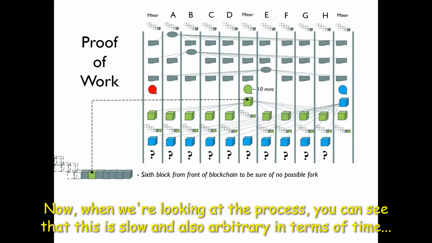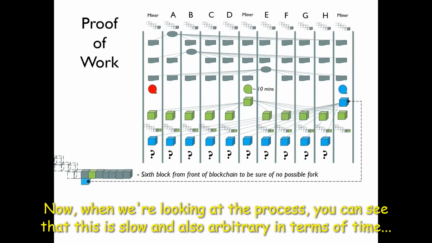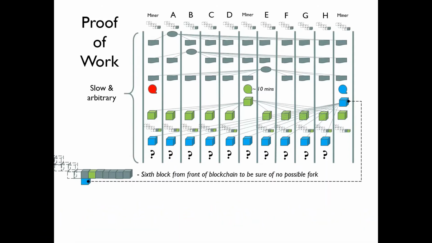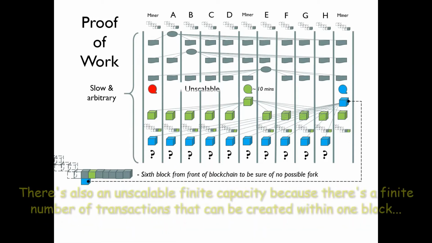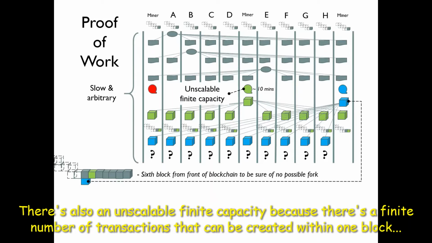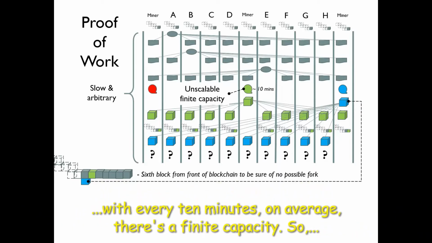Now, when we're looking at the process, you can see that this is slow and also arbitrary in terms of time, because although the blocks are created every 10 minutes, you're not guaranteed to have your transaction in it. There's also an unscalable finite capacity, because there's a finite number of transactions that can be created within one block within every 10 minutes on average.